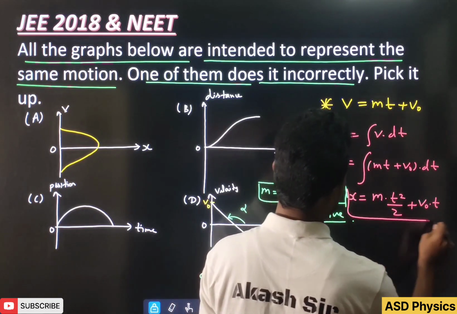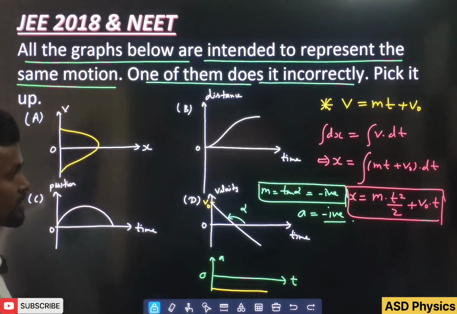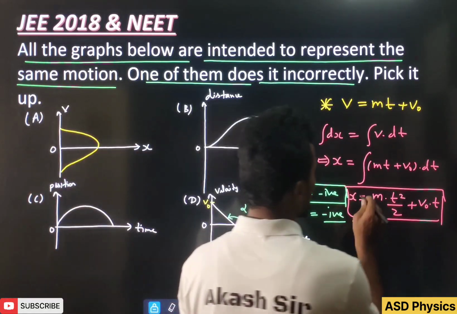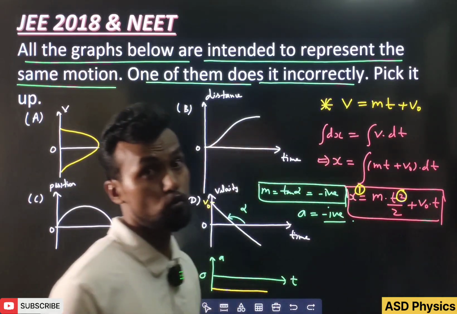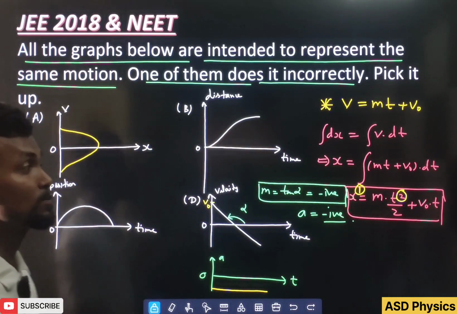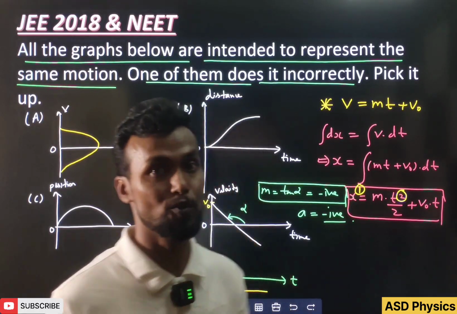Now what is coming here? You can see, students, x equal to mt square by 2 plus v naught t. From here remember one thing: x has power 1, but the maximum power of t is 2. That means the position versus time graph should be what? The position versus time graph should be a parabola.